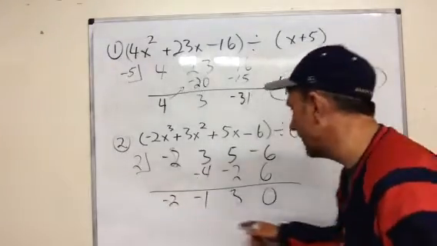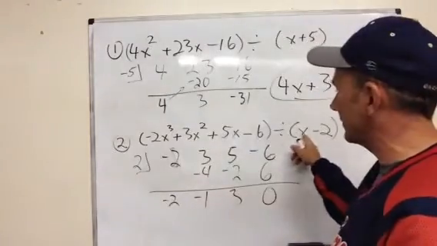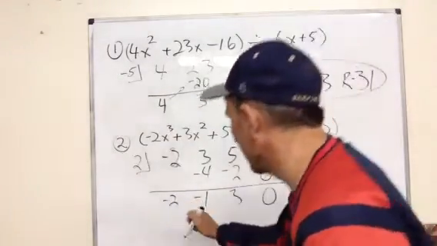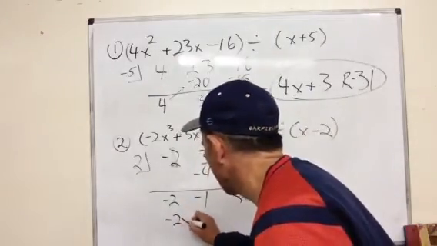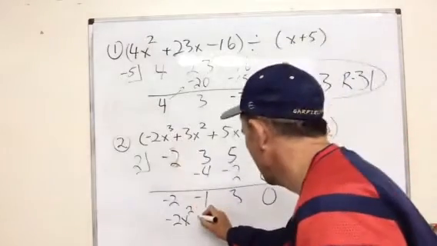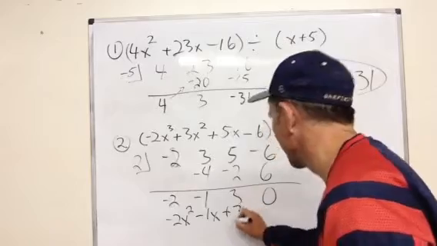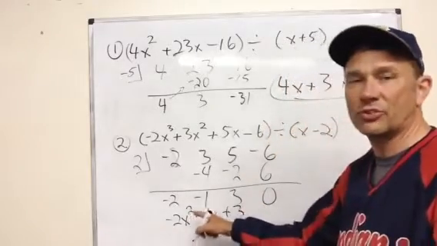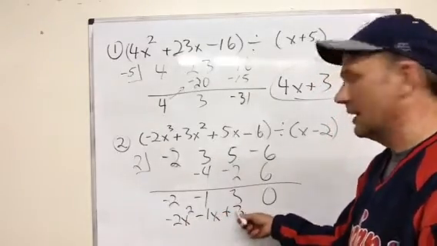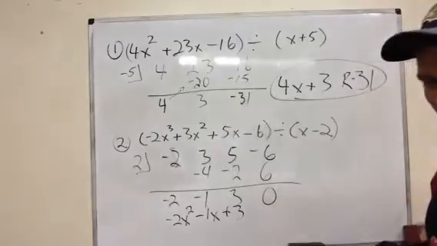Now how we rewrite our final solution: again, we started with x to the third and we're dividing by an x. So this x to the third has to be reduced by 1. So this coefficient of negative 2 becomes negative 2x squared. So we're 1 less here. Minus 1x plus 3. You'll notice that these exponents go down in decreasing order. x to the second, x to the first, and then no x's. And a nice 0 remainder.